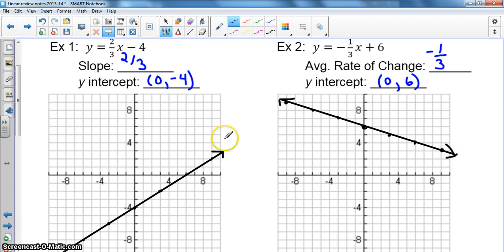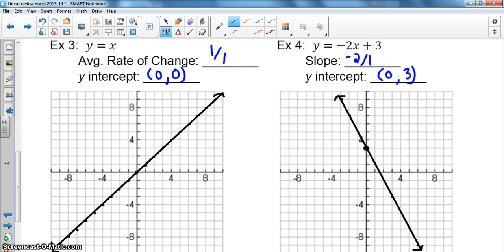Okay, try doing examples 3 and 4 on your own, and then we'll check them shortly. Pause the video and try these on your own. Okay, so we're back. Hopefully you got these answers. As you can see, the answers are up here.